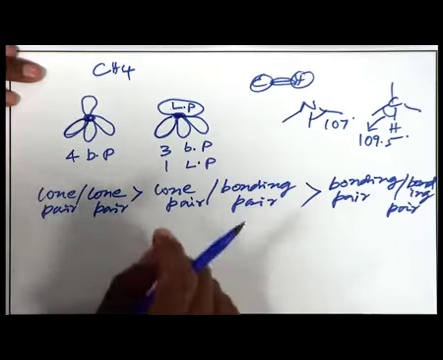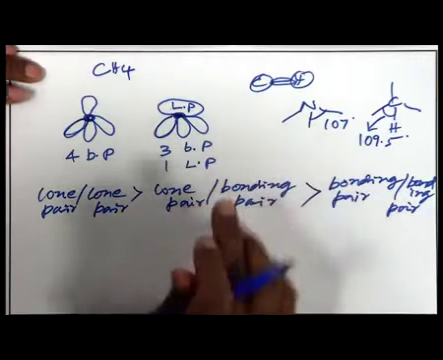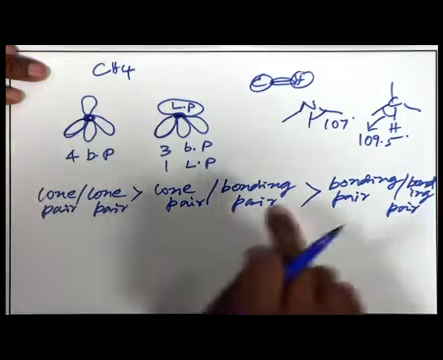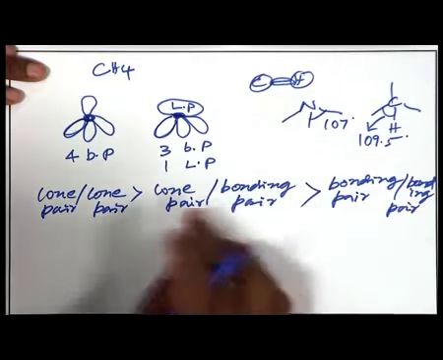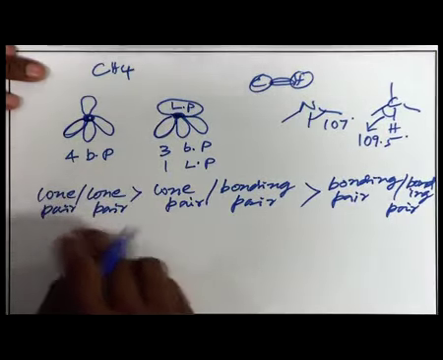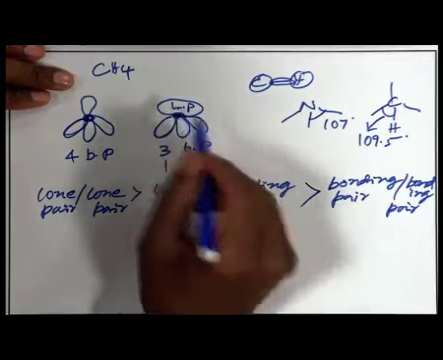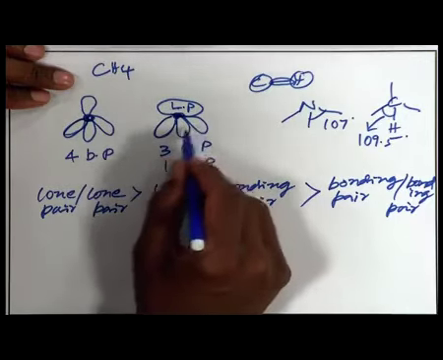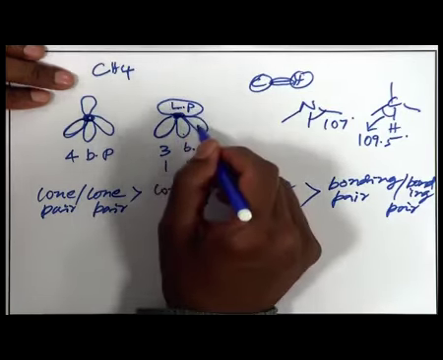So the repulsion is highest for lone pairs. If two lone pairs are attached to the central atom, the repulsion between them is greatest. The lone pair-bonding pair repulsion is less than that, but still higher than the bonding pair-bonding pair repulsion. So the repulsion decreases from left to right. Lone pair-lone pair repulsion is the greatest. In that way, there is a repulsion between the lone pair of electrons and the bonding electron pairs, which is greater than between bonding pairs. However, between a lone pair and a bonding pair, the repulsion is greater than bonding pair-bonding pair repulsion.